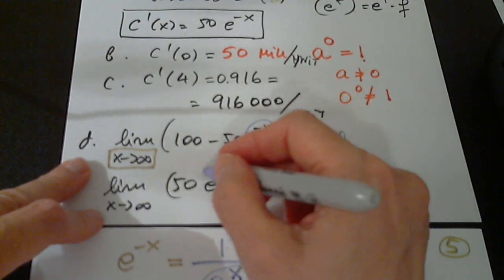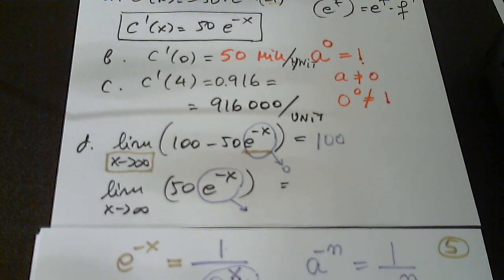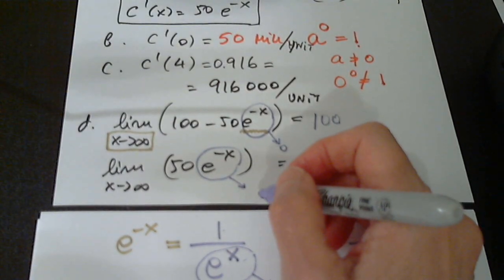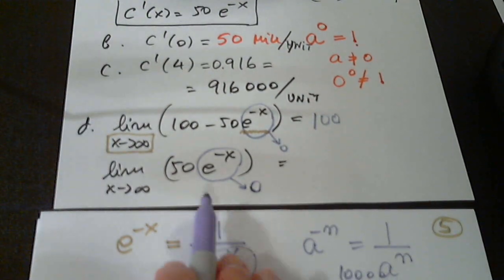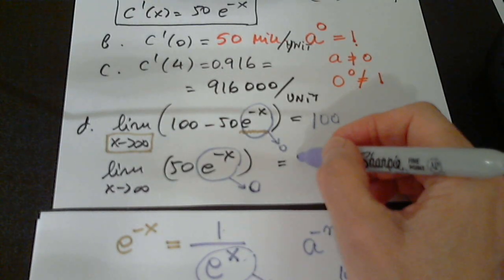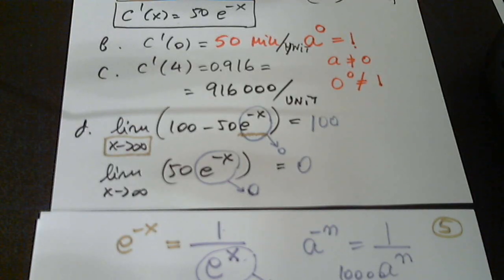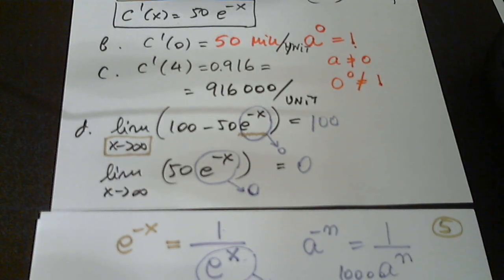We already established that when x approaches infinity, this approaches how much? 0. Perfect. Excellent. So then the limit of this is 0. Excellent. 50 times 0 is 0. So let's take a look at the limit of the function because the graph is here.